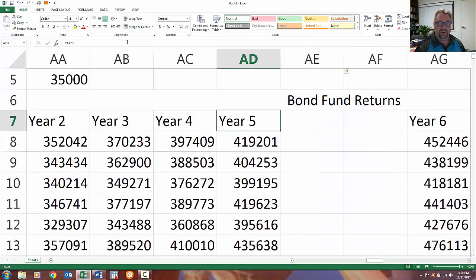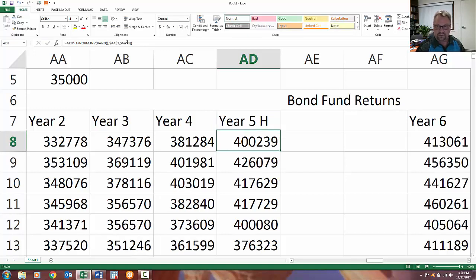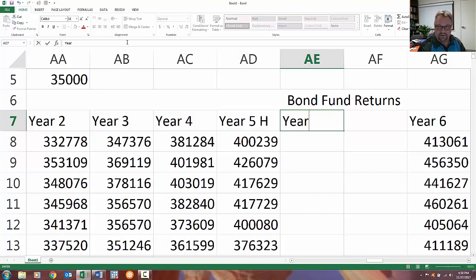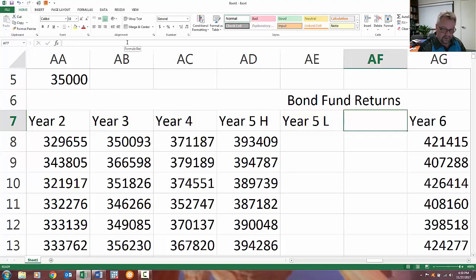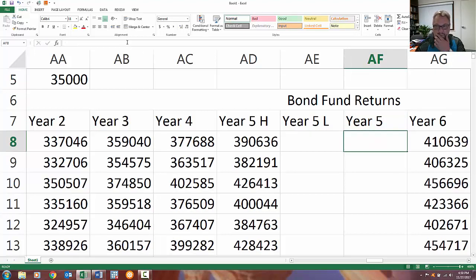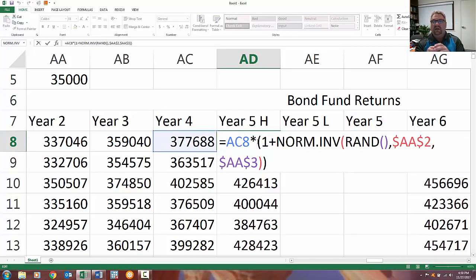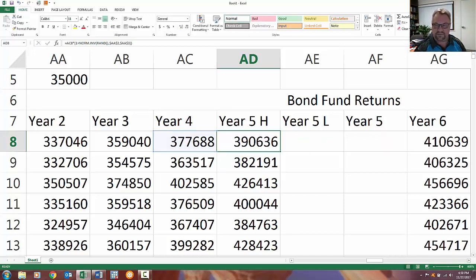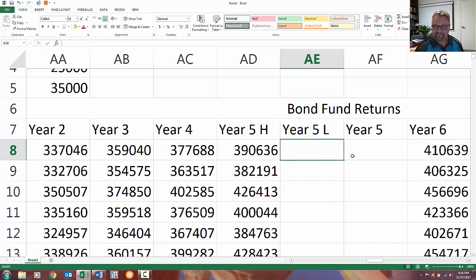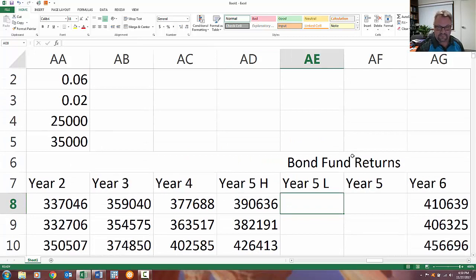Okay, so this will be year 5 high, year 5, year 5 low, and then, of course, this is my weighted average, year 5. So there's nothing I need to do here, right? Because same thing as before, right? This is all referencing all the proper stuff. It's the year 5 low that I need to reference.